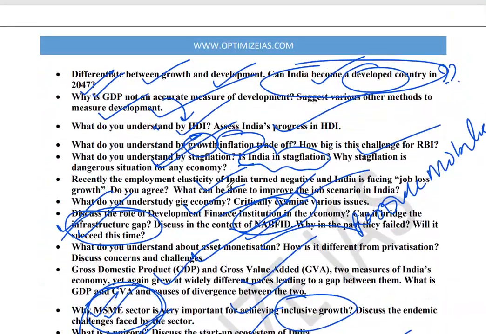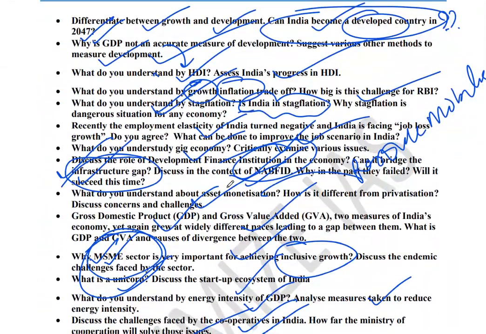Let me sum up. What are the very important questions which have a very high probability to come in this year's mains examination, General Studies Paper 3 economy sections. One will be the concept of growth and development, how they are different from each other. What are the measures to measure growth? We have GDP. For development we have HDI. And can India become a developed economy, developed country by the year 2047? This can be a very probable question.